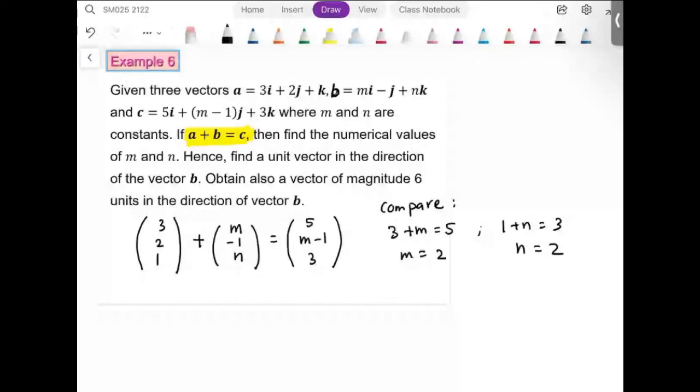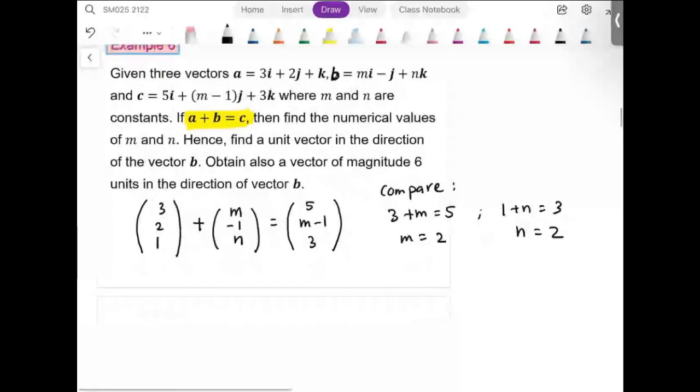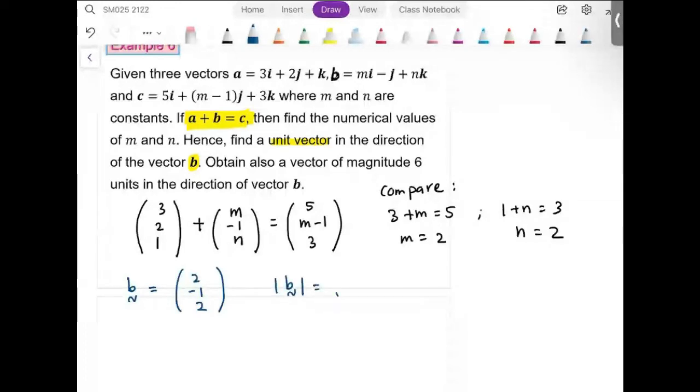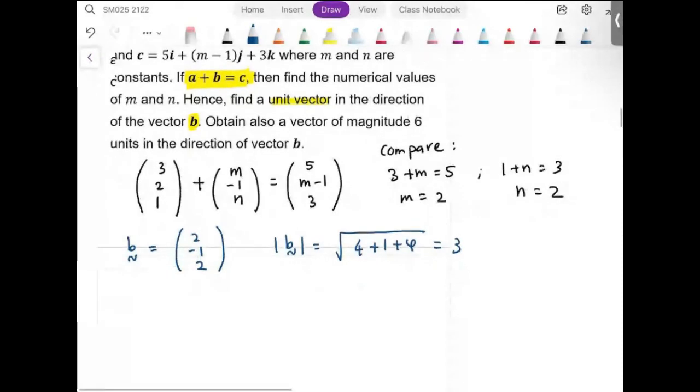Okay, next part. Hence, find unit vector in the direction of vector B. Okay, means unit vector for vector B. Itu maksud dia. Okay, so first kita state dulu what is vector B. Sebab tadi B ada constant kat situ. B now will be 2, negative 1, 2. Alright. And then before finding unit vector, we have to find our magnitude. So find dulu magnitude for B. 4 plus 1 plus 4, we get 3 here. And then baru kita boleh cari unit vector.